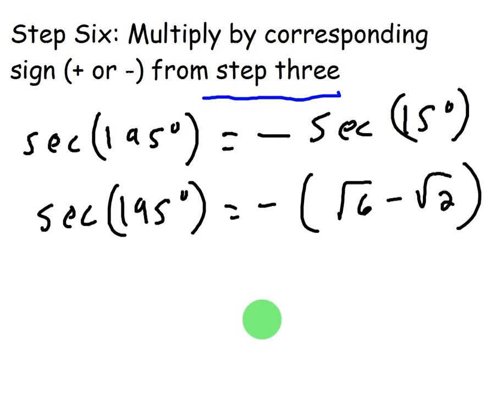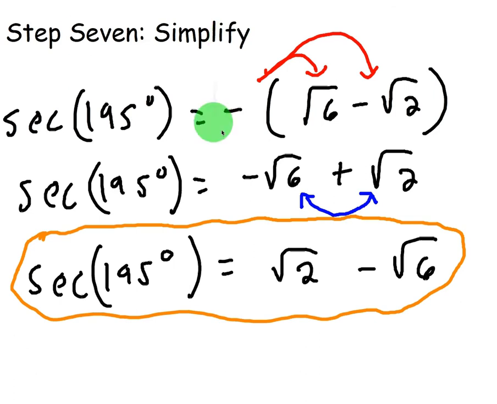Now, for this particular example, we can simplify because we can distribute that negative into both of those. So after step 6 of multiplying that corresponding sign from step 3, meaning we knew it was going to be negative in the third quadrant since it's 195, we can move on to step 7, which is simplify. So we're going to distribute that negative into both. The square root of 6 becomes negative, and the square root of 2 becomes positive because it's a double negative, and then we can flip them. Final answer, secant of 195 is equal to square root of 2 minus the square root of 6.